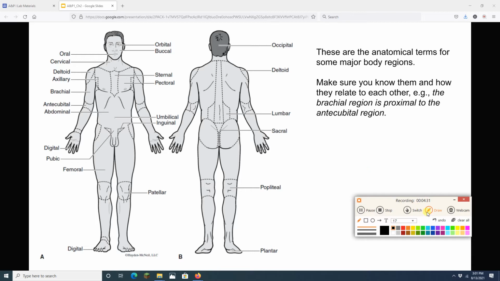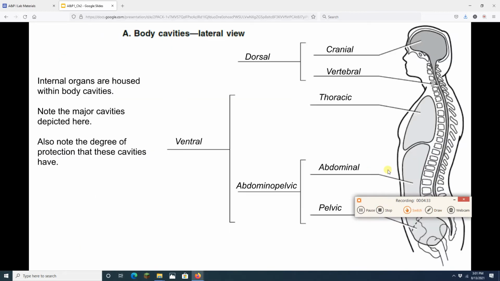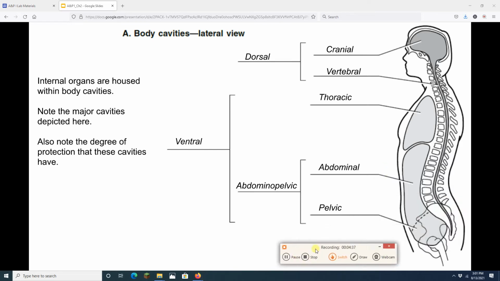And with that, let's talk about body cavities. So we just did something on the outside. Now we're going to move and do something on the inside. We have major body cavities where we keep our organs, okay? We keep our organs inside body cavities.